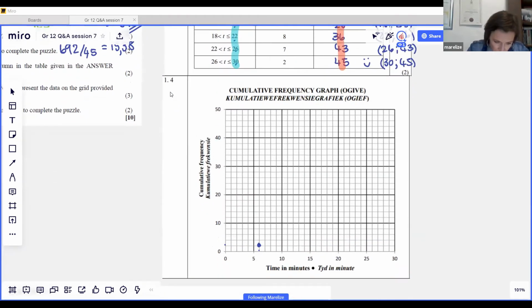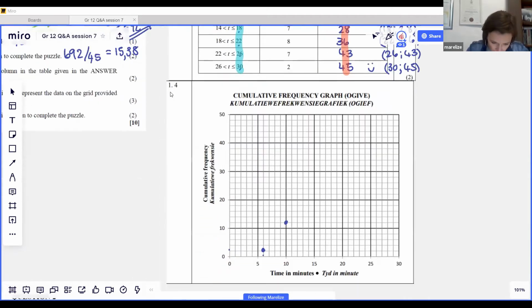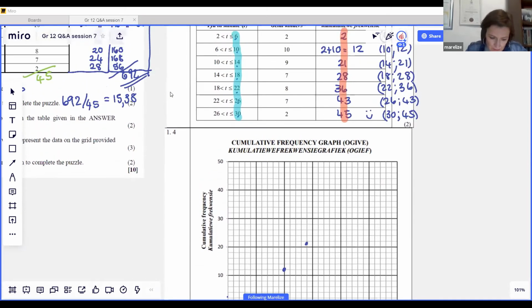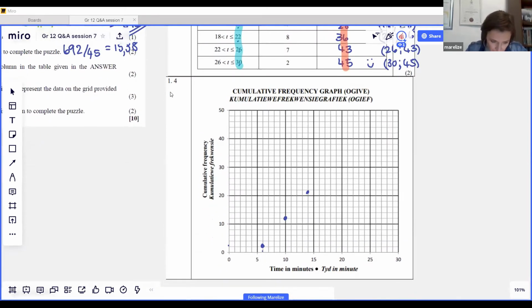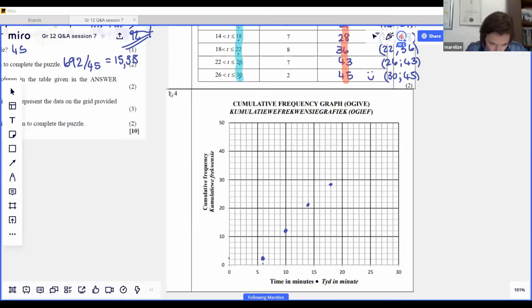10 and 12. And 14 and 21. 14, 21. About there. Yep. 18 and 28. 18, 28. Yep. 22 and 36. 22, 36.